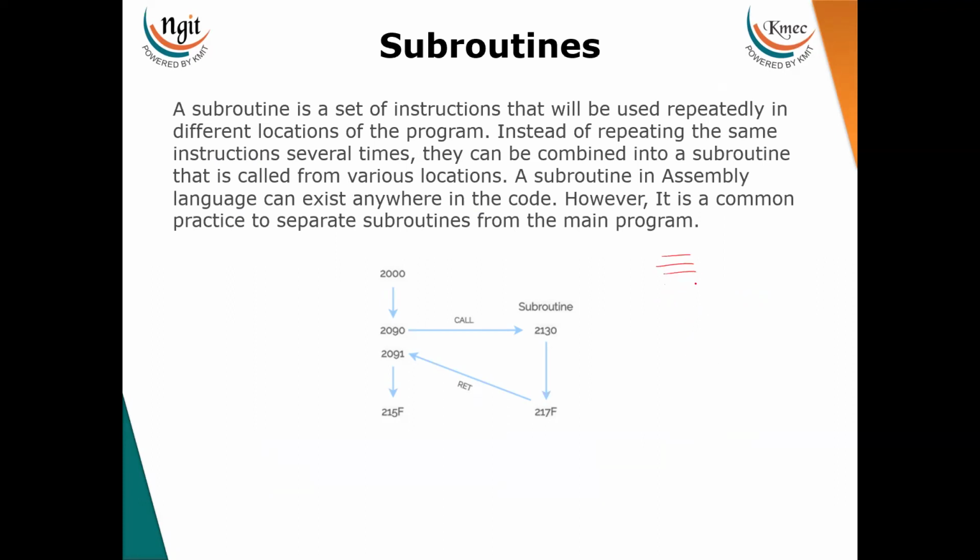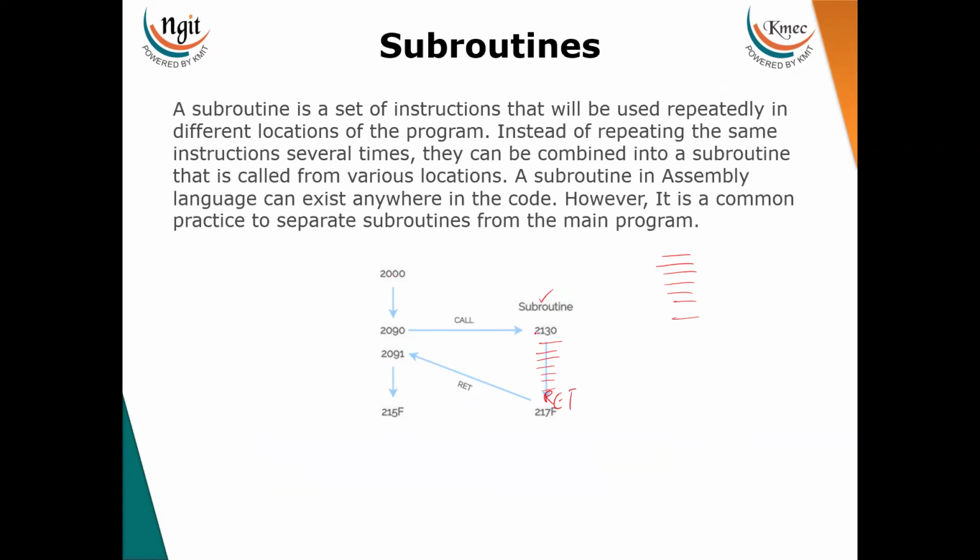Now for example, this is the main program. In this, a few instructions are written separately. In this main program, these instructions are repeatedly used. So instead of writing these instructions within the program, they are written separately, and this set of instructions together is called a subroutine, and the last instruction is the return instruction.